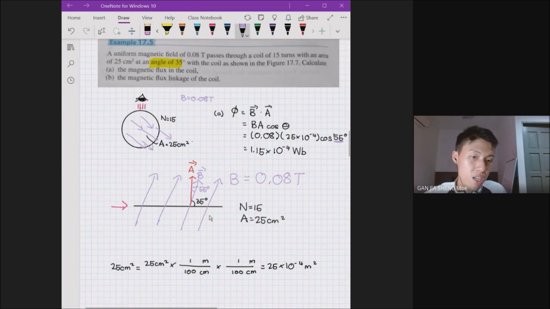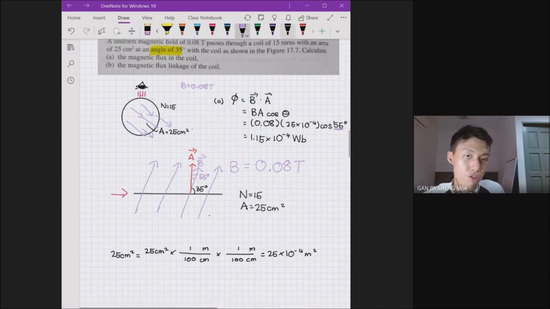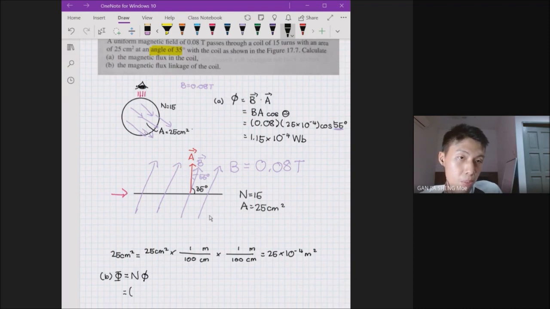Okay, the next question asks what? The next question asks for the magnetic flux linkage. So this one is a very straightforward question. They want you to find linkage, so it's just N times phi. You don't need to go through the whole process again. You just need to take the number of turns, 15, multiplied by the flux, which is 1.15 times 10 to the power of negative 4 Weber.